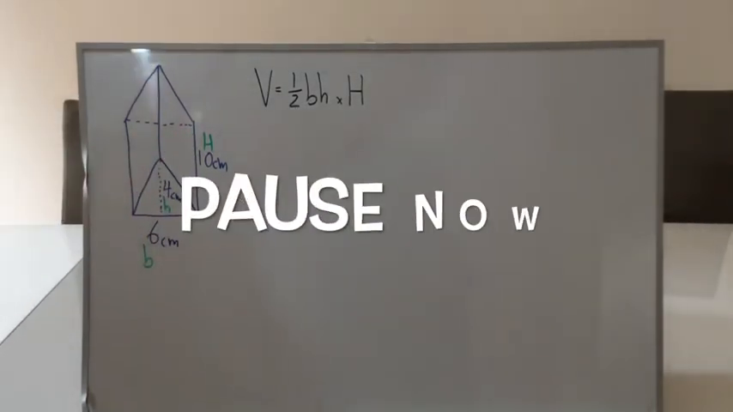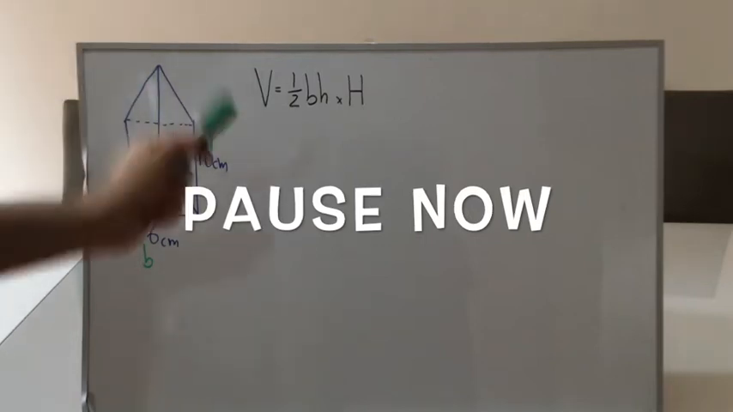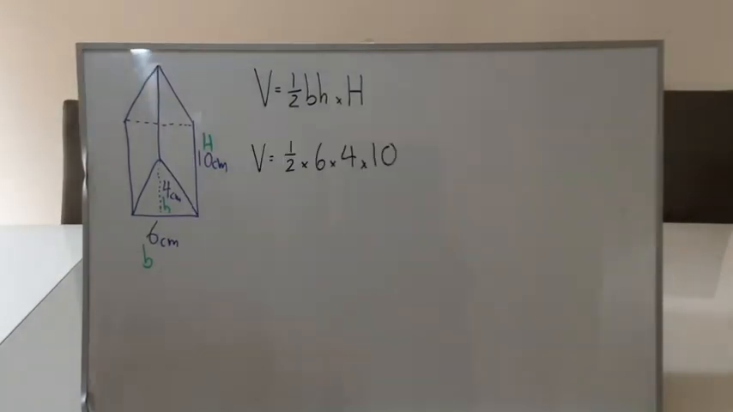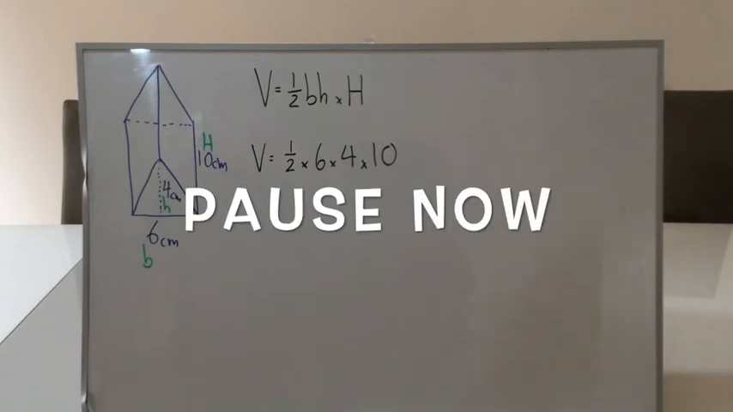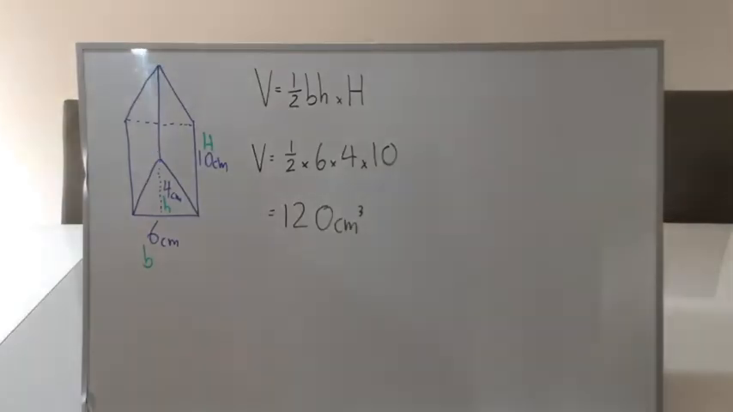Now that you've got that information, swap the letters for numbers, write down your equation. This is what your equation should look like now. Your calculator will do all the hard work, punch that in, get your answer. The correct answer is 120 centimeters cubed. If you got that, you are correct.